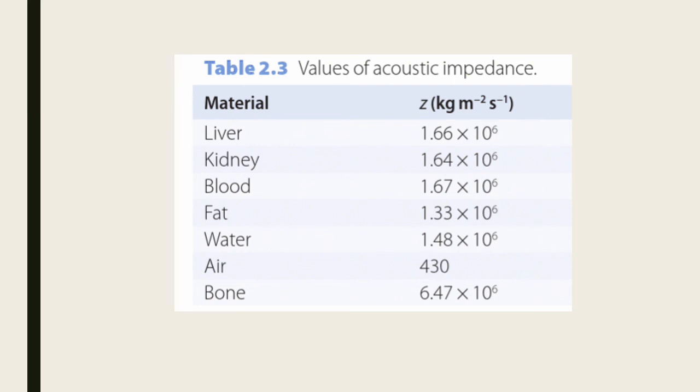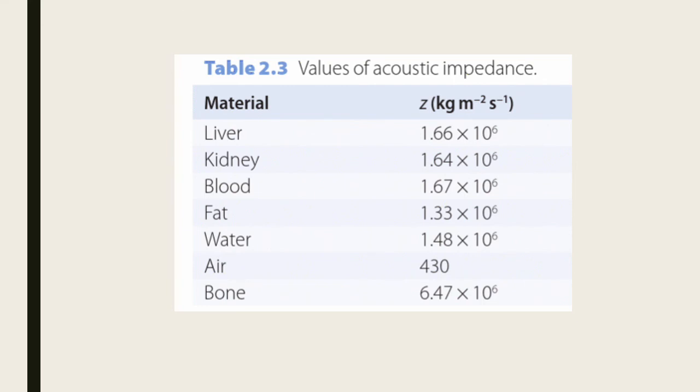Again, take a look at this table. These are our Z values. Look at the difference in some of these Z values. For a lot of it, it's quite similar until we get to air and until we get to bone.